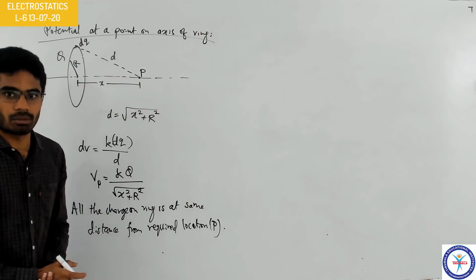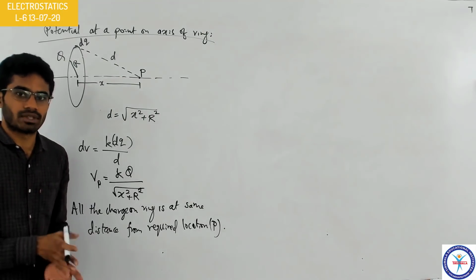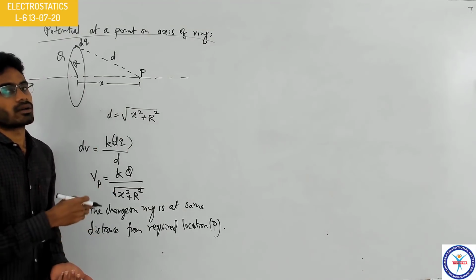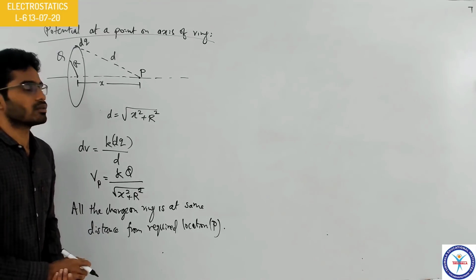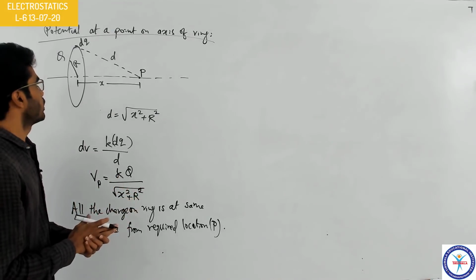If you want to calculate the potential of any such system, a continuous charge distribution, try to see if there is symmetry. If there is symmetry, if the charges are at the same distance, then you can straight away write kq by the particular distance.